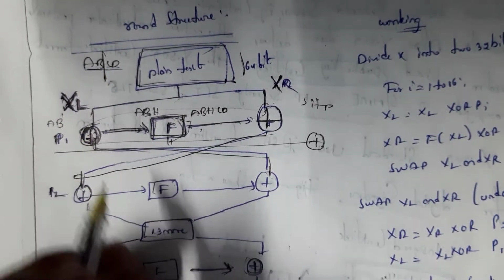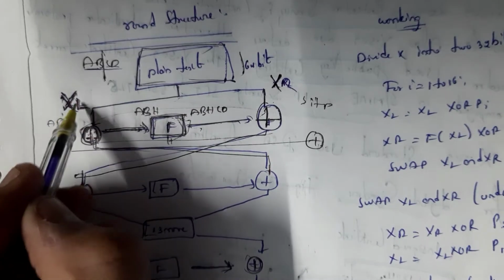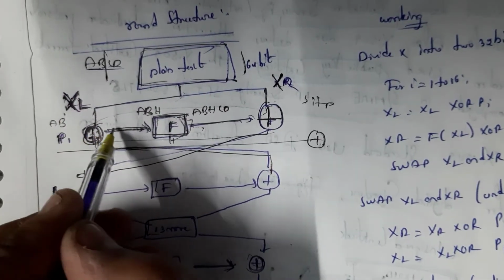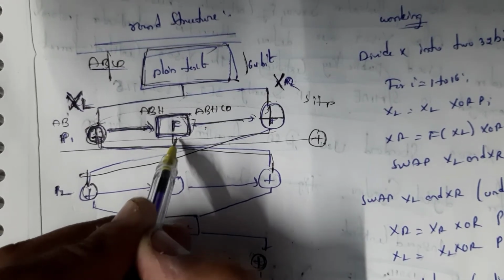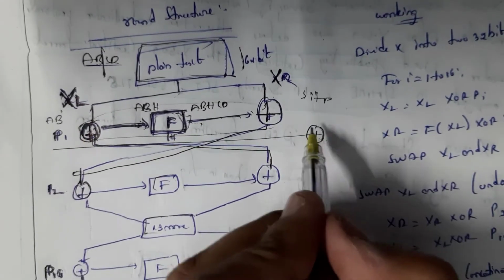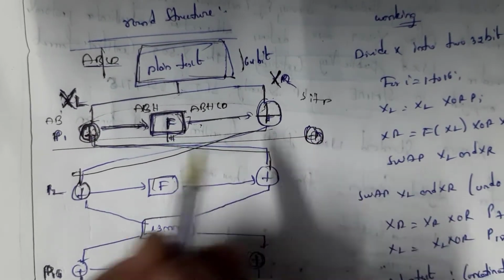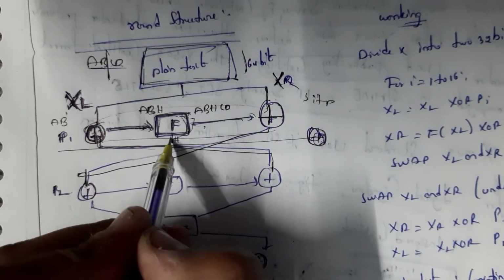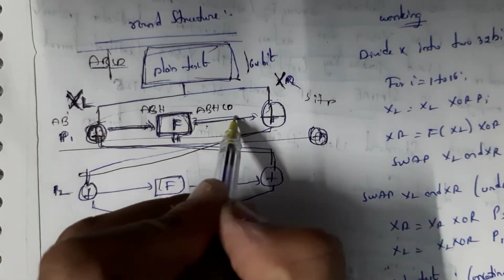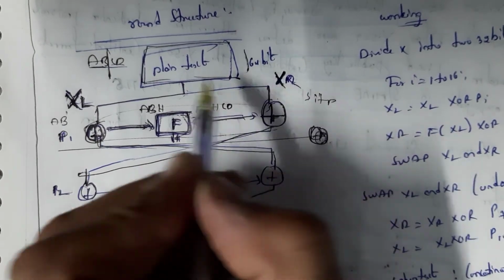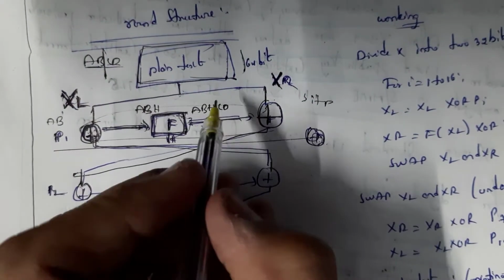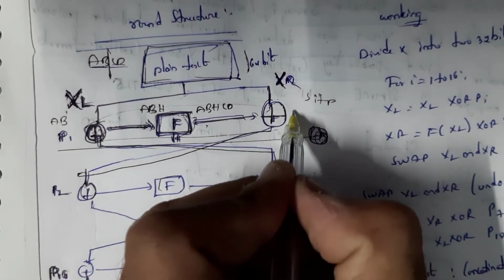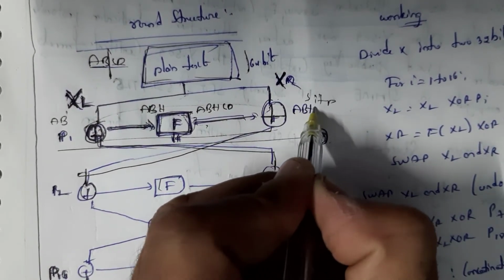So I XOR this plain text, that is AB, with one key. F is nothing but the key. For example, the key is H. This symbol is known as XOR. So I will XOR this AB with H, and I will XOR this right side part, that is the right side text CD. So what will it become? ABHCD.